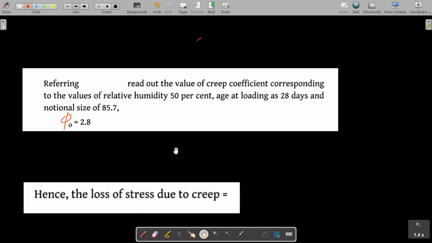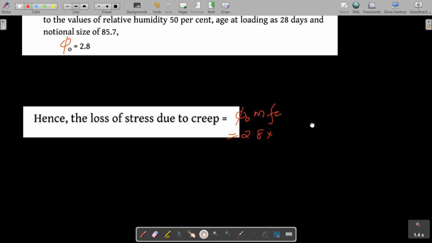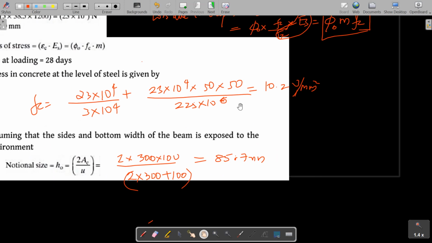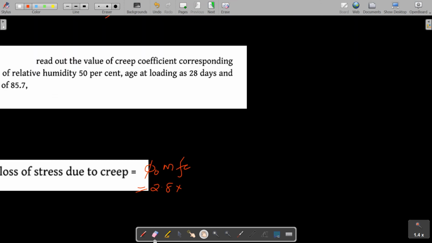Once you get the creep coefficient, you can find the loss due to creep as phi naught into m into fc. That is, phi naught you got as 2.8, the m value you have is 5.4, and fc is 10.2. So you can write 2.8 into 5.4 into 10.2. You'll get this value as 154.22 Newton per mm square.